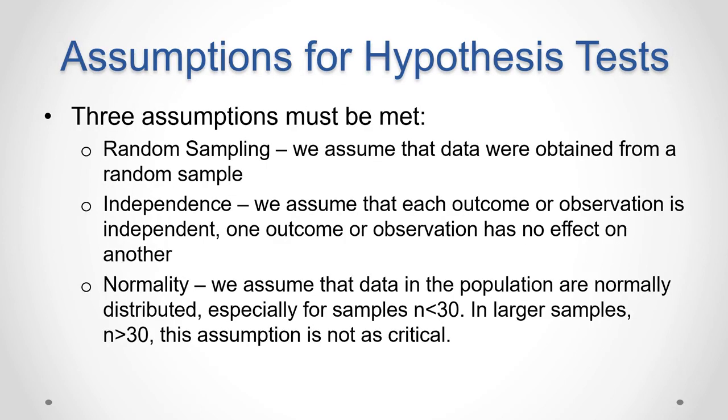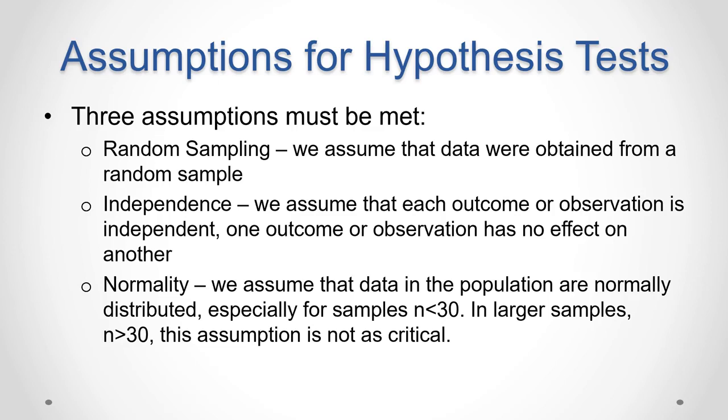One last thing we need to talk about is the assumptions for hypothesis testing. In order to conduct what we call parametric hypothesis tests, we must meet three assumptions. 1. Random sampling. We assume that data were obtained from a random sample. 2. Independence. We assume that each outcome or observation is independent. One outcome or observation has no effect on another.